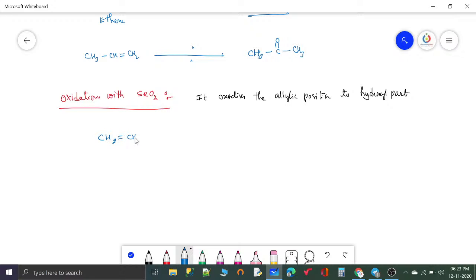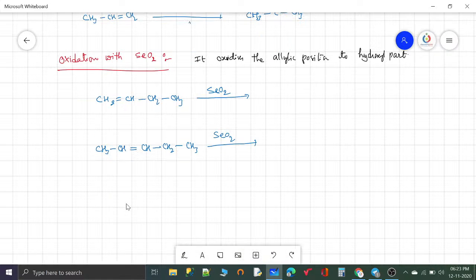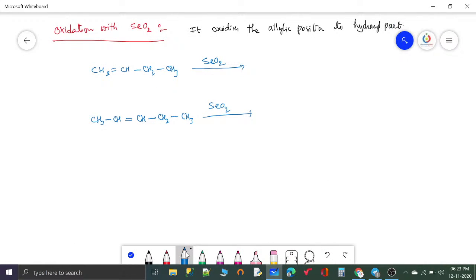CH2 double bond CH, CH2 CH3 and CH3 CH double bond CH, CH2 CH3. So now if you use the selenium dioxide in both the cases, generally doubt arises among the students. In the first case, no problem. Why? Because only one allylic position is there, but in the second molecule there are two allylic positions. Then in which allylic position will it be oxidized?